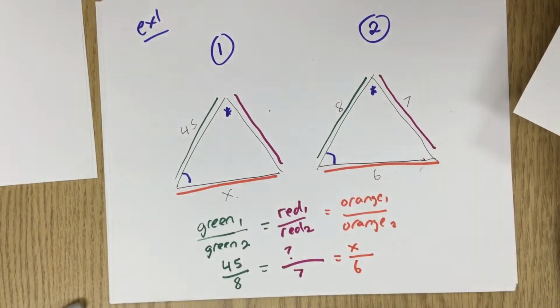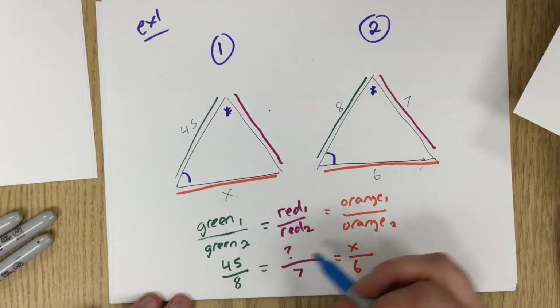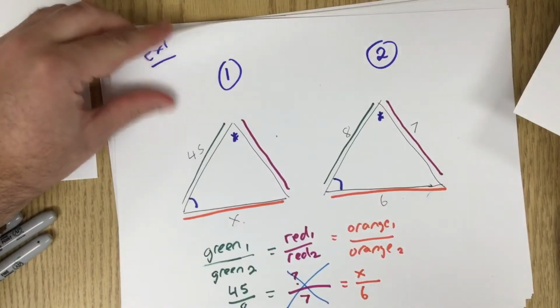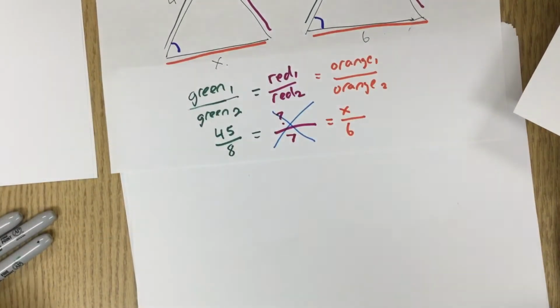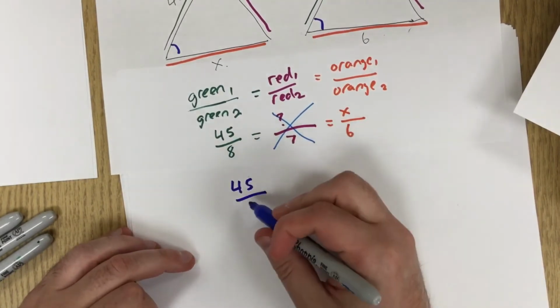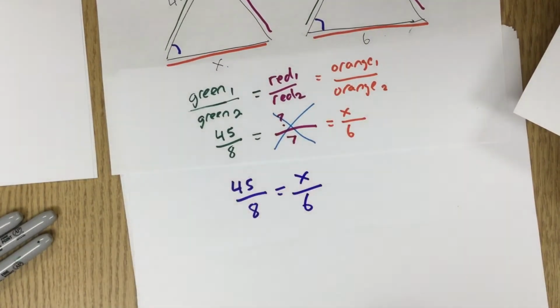Now we have 3 things, but we're not going to use all 3. We're going to use 2 of them. We want to pick one of the fractions that has an x and the other fraction that we know everything of. This one's kind of useless, so we're not going to use that one. We're just going to use these 2. So putting it together, we have 45 over 8 equals x over 6. And then we just have to solve this thing.